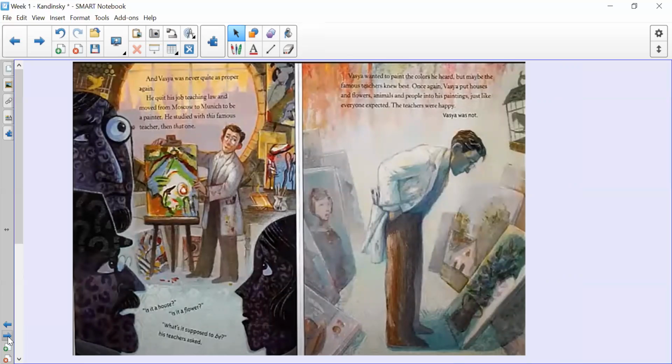And Vasia was never quite as proper again. He quit his job teaching law and moved from Moscow to Munich to be a painter. He studied with this famous teacher, then that one. Is it a house? Is it a flower? What's it supposed to be? His teachers asked. Vasia wanted to paint the colours he heard, but maybe the famous teachers knew best. Once again, Vasia put houses and flowers, animals and people into his paintings, just like everyone expected. The teachers were happy. Vasia was not.